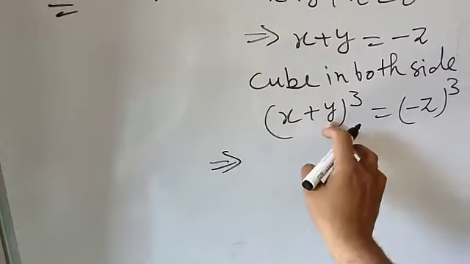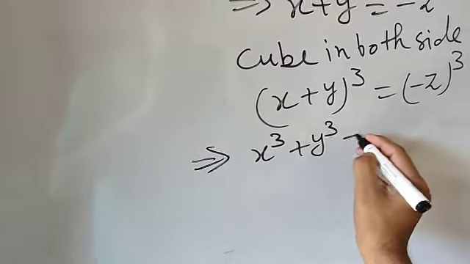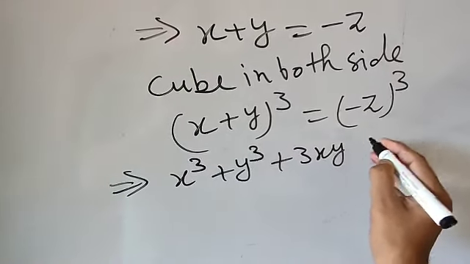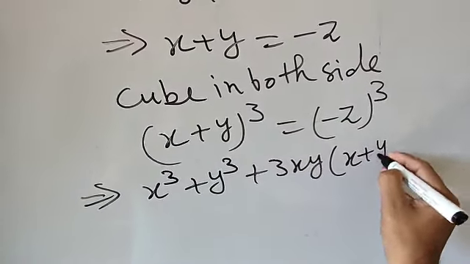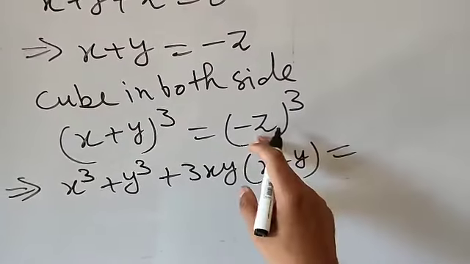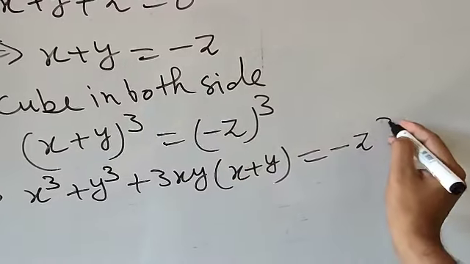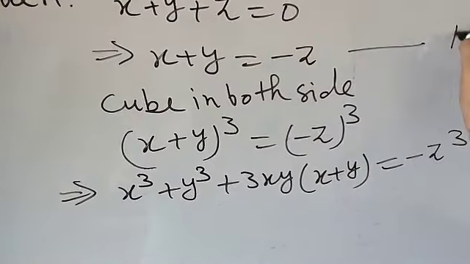Now you have the identity (x plus y) whole cube equal to x cube plus y cube plus 3xy in the bracket x plus y. That identity I had given. That is equal to minus z cube, and cube of minus z equal to, negative cube will be negative, minus z cube. Now make it equation 1.